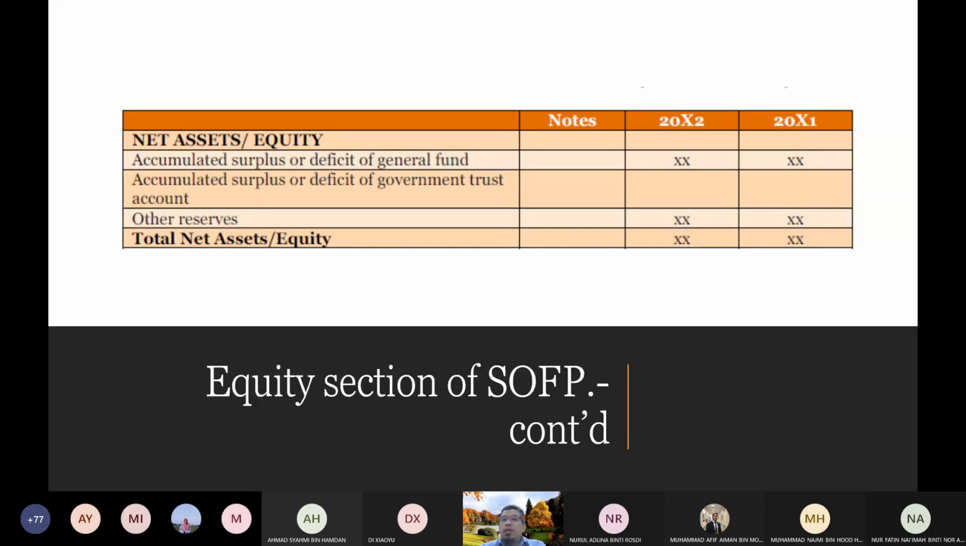So this is basically how this should be presented. You can see that once an asset is recognized, other than the recognized liability, the rest will all basically be credited under the accumulated surplus, either under the general fund or trust account.